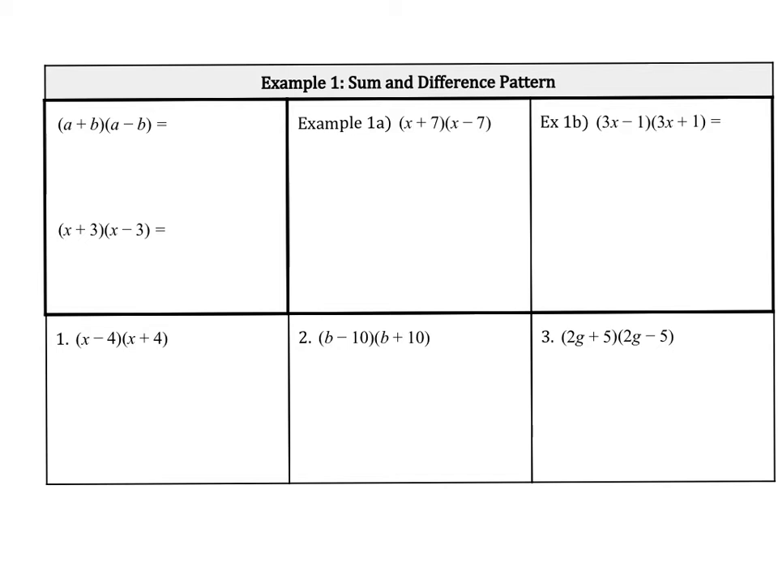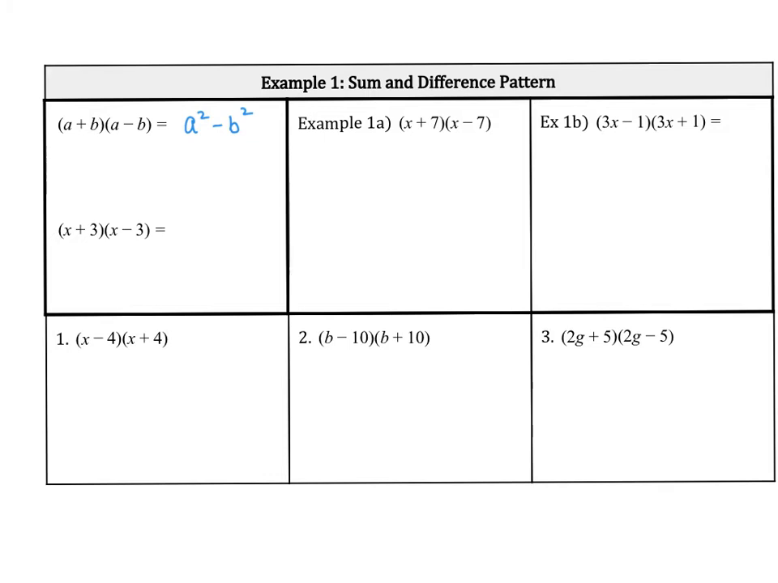Now we're going to do example number 1, sum and difference pattern. And here we are going to use the formula or a pattern rather than a FOIL box or a distribution method. So anytime you have an (a plus b)(a minus b) factor, same numbers a and b, and one of them has a positive sign, one has a negative sign, the formula for that one is going to be a square minus b square, where the x term would be missing.